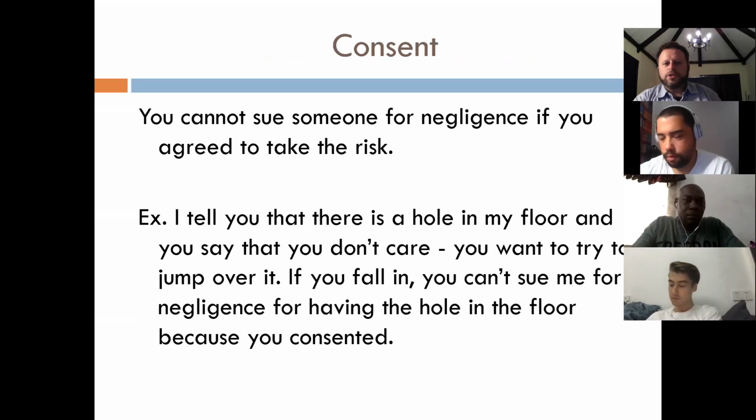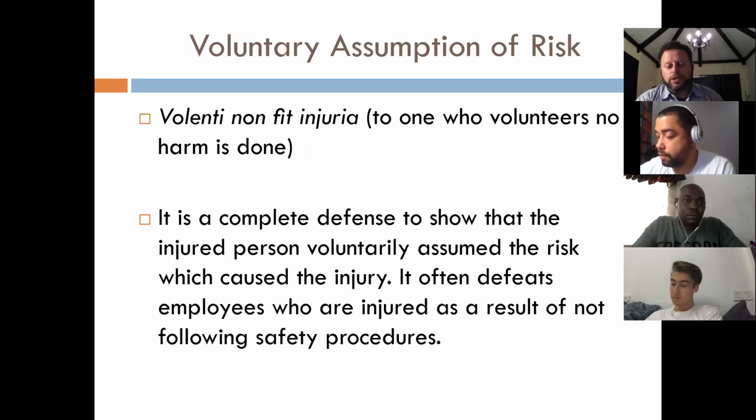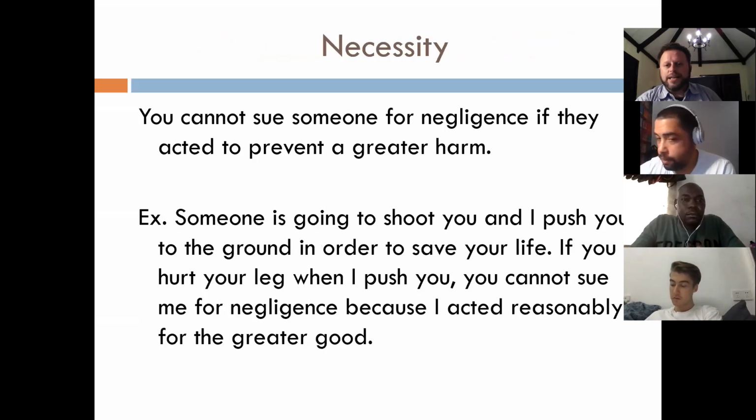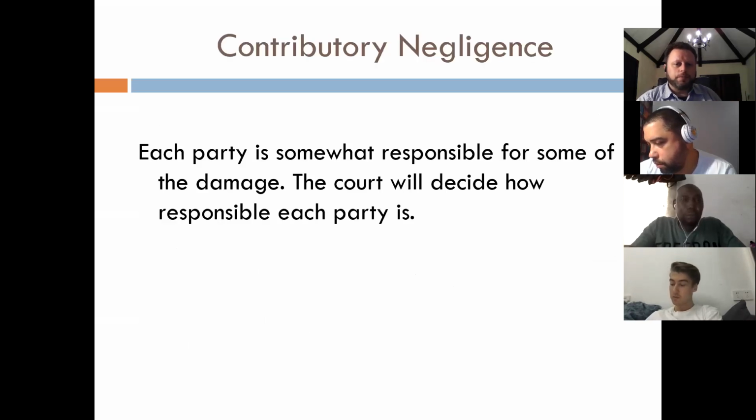So again, illegality is clear. Consent, if you agree to do something, also called voluntary assumption of the risk. Necessity, if someone acted to prevent a greater harm and they hurt you doing that, you can't sue them. If they run into a building to save a baby, and when they're running into the building, they push you and you fall down, but they do save the baby, well, you can't sue them even though you got hurt. They were acting to prevent a greater harm to the baby. And contributory negligence, both parties are responsible. And that's where we stopped last week. So let's pick up from here.